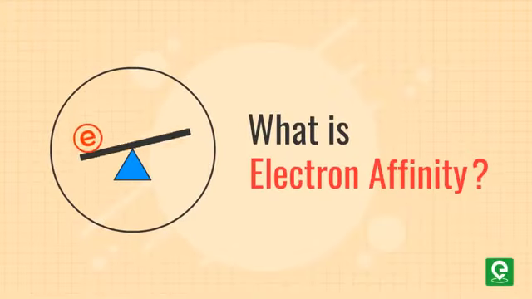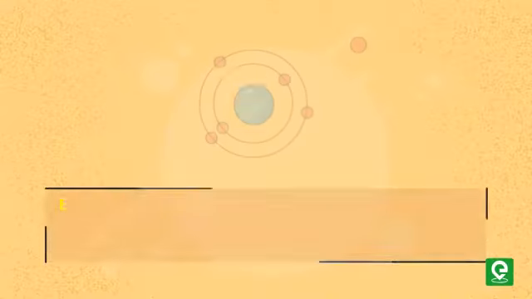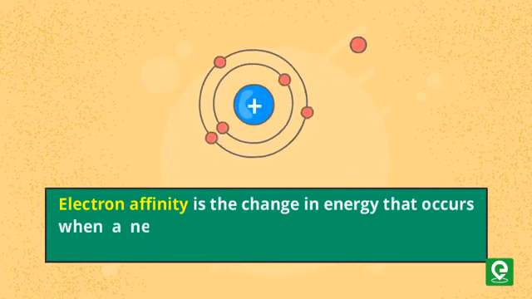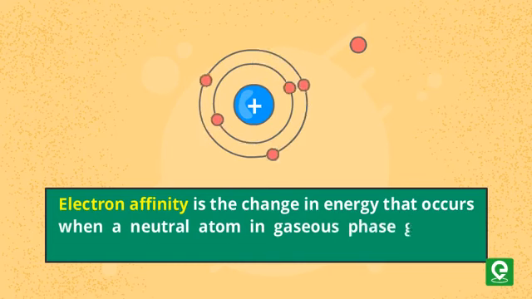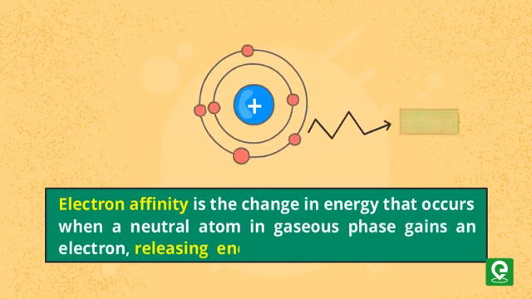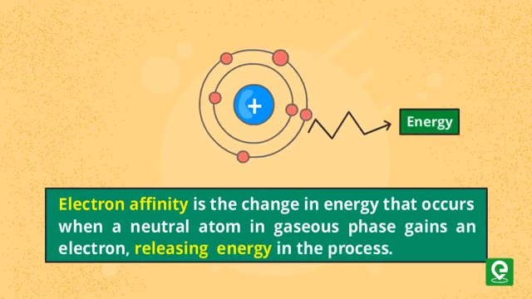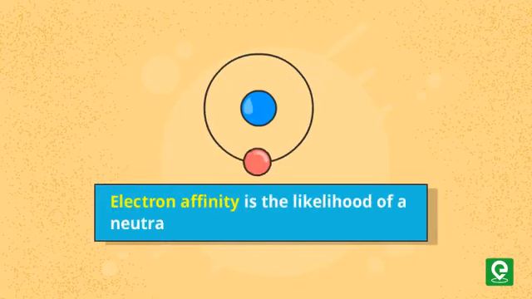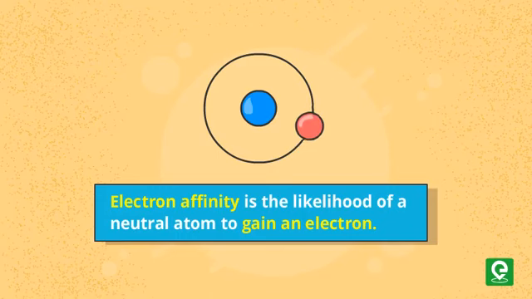What is electron affinity? Electron affinity is the change in energy that occurs when a neutral atom in gaseous phase gains an electron and releases energy in the process. In simple terms, it is the likelihood of a neutral atom to gain an electron.